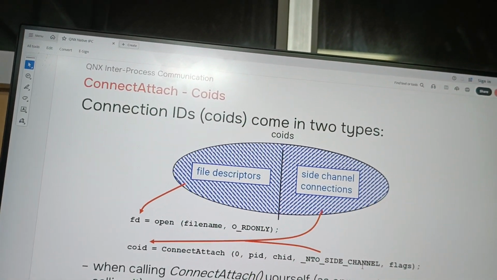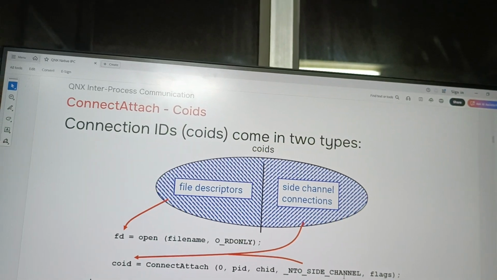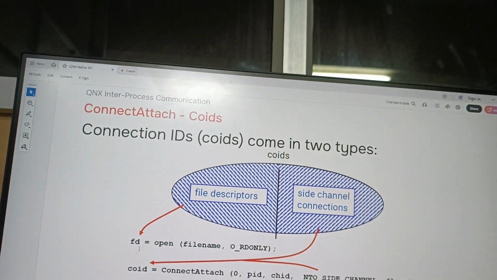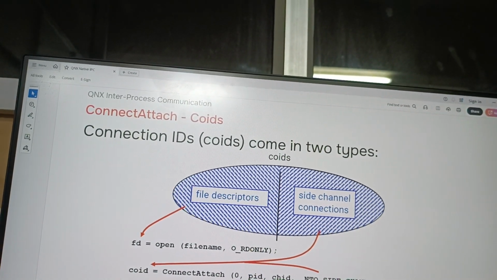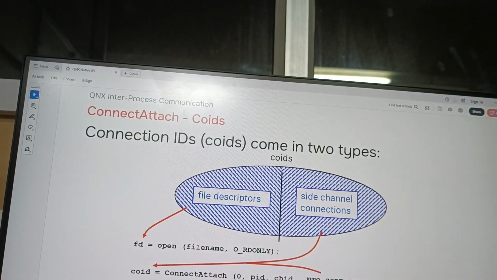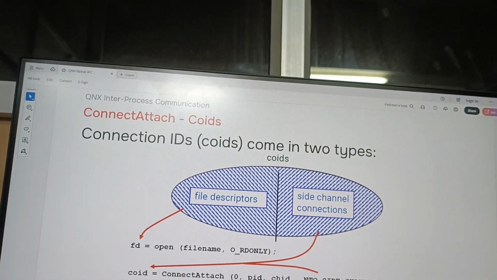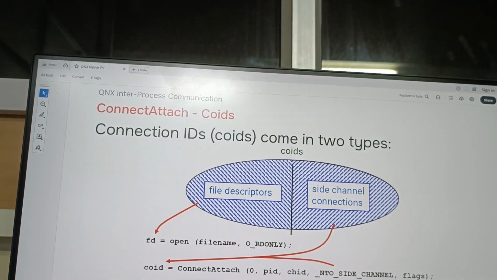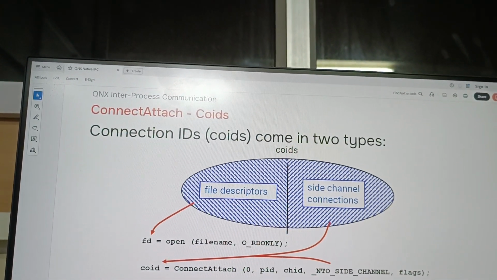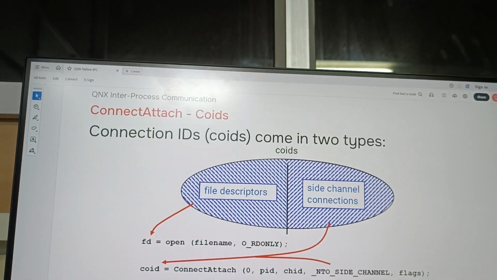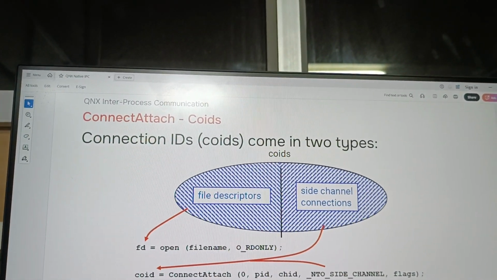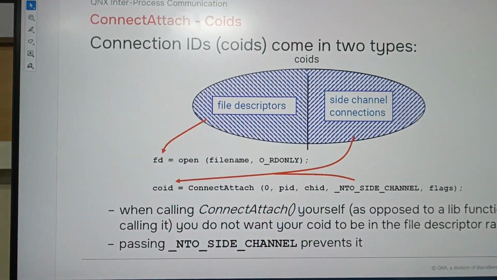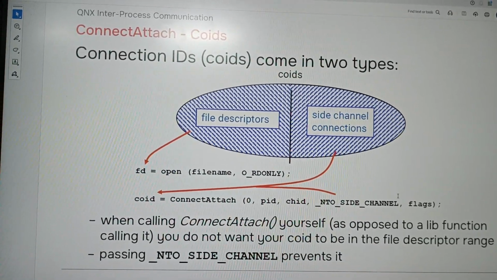Why is it so? We can see from here, connecting with ConnectAttach. The connection ID can come in two ways: one is a file descriptor, another is side channel connections. So when we call the ConnectAttach function for ourselves, as opposed to only the function calling it, we do not need our coid to be in the file descriptor range, where we can pass _NTO_SIDE_CHANNEL, which can prevent that.